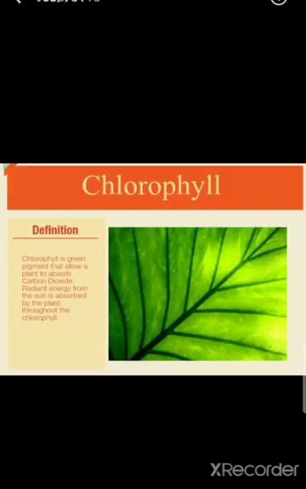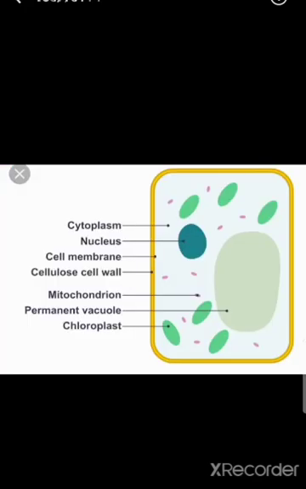energy. So what basically is chlorophyll? Chlorophyll is a green pigment that allows a plant to absorb carbon dioxide. Radiant energy from the sun is absorbed by the plant through the chlorophyll.